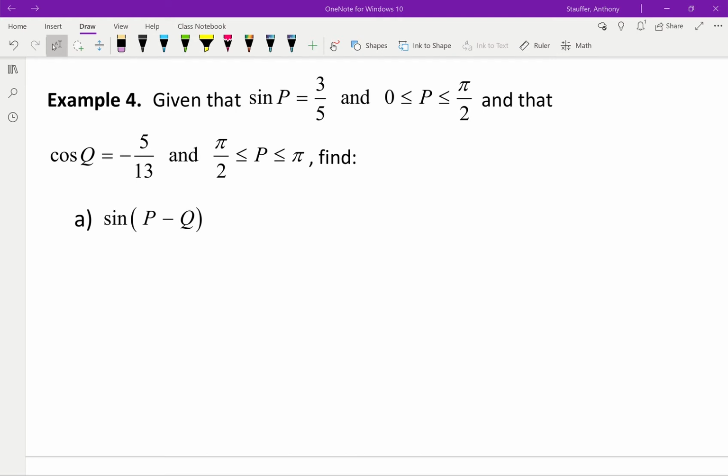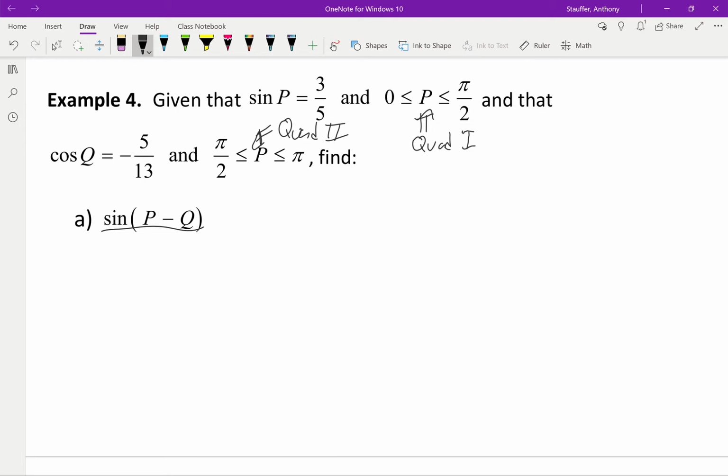Okay, so let's keep on keeping on. For this next one, given that sine p equals 3 over 5 and 0 is less than or equal to p is less than or equal to pi by 2, this effectively means that we're in quadrant 1, and that cos q equals negative 5 over 13 and q is between pi by 2 and pi, so this effectively means that we are in quadrant 2. So what we need to do here is find sine of p minus q.